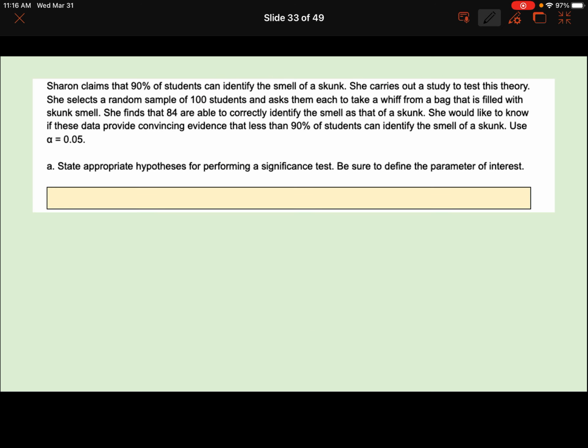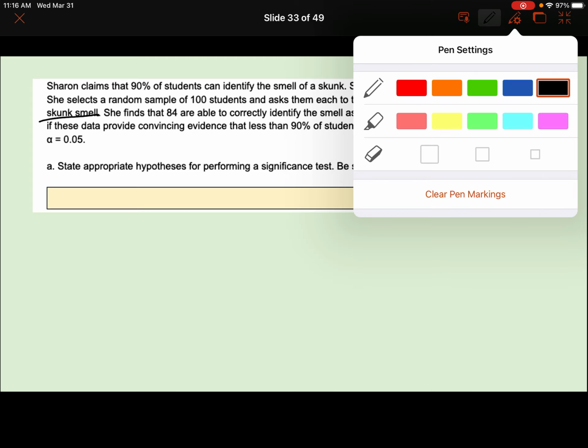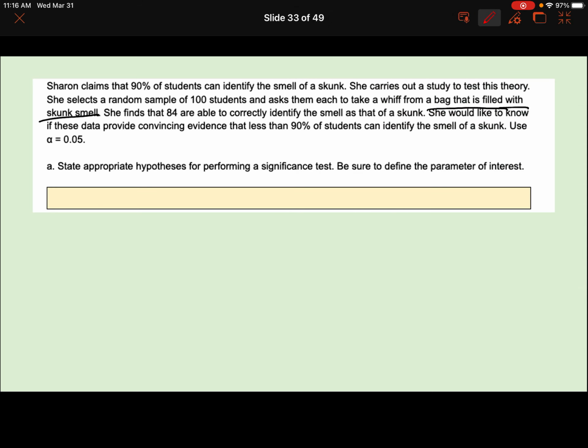Okay, so for this situation, which is sort of a weird situation, there's a bag that's filled with skunk smell. Like, how did they get that? I don't know. Okay. The null hypothesis here is that the claim is true. Sharon is claiming 90% of students can smell it. So my null hypothesis is that my proportion is equal to 0.90.